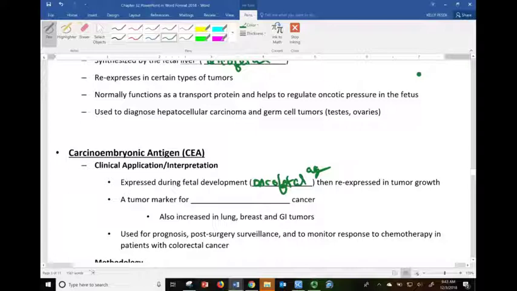And it's typically used with a combination of histology and then TNM staging. So those three things all together. And it is a very good tumor marker for colorectal cancer. But it's also increased in lung, breast, and GI tumors as well. CEA is used for prognosis, post-surgery surveillance, and to monitor the response to chemotherapy in patients with colorectal cancer.